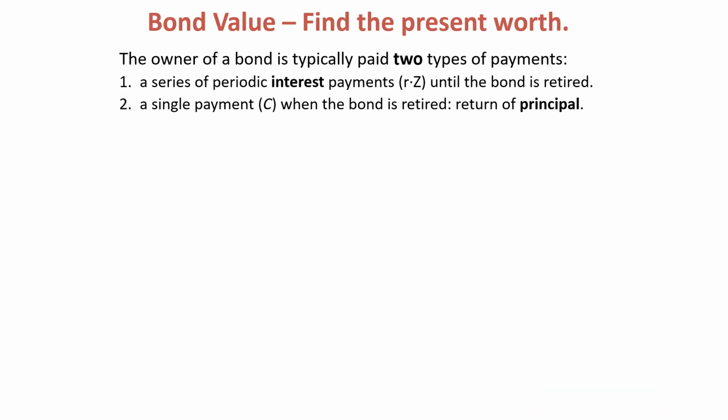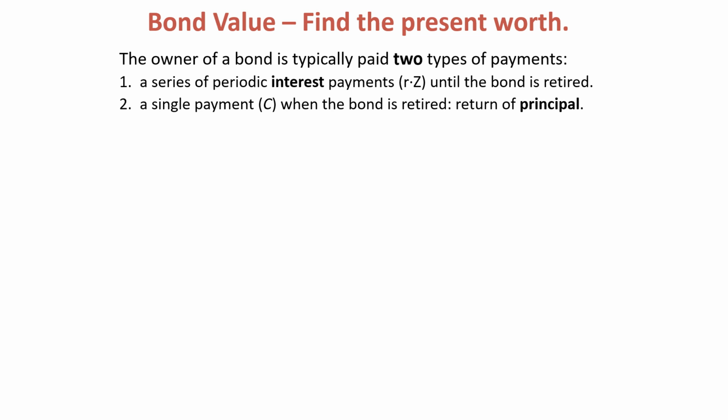All right, so there's two pieces of money that you get when you buy a bond. The two components is, number one, you're going to get some interest back, and that's going to be a series of payments through time, like an annual series. And then the second component of the value you get from a bond is a lump sum payment at the end of the bond's life. And most often that's the return of your original principal coming back to you.